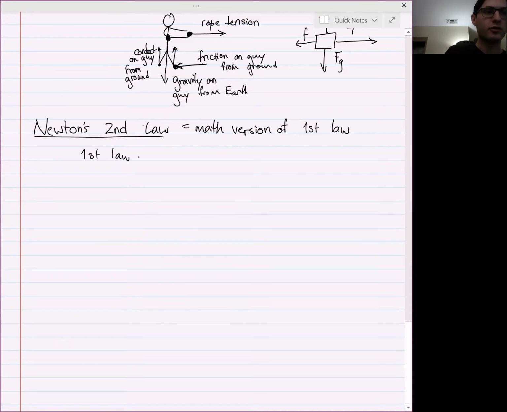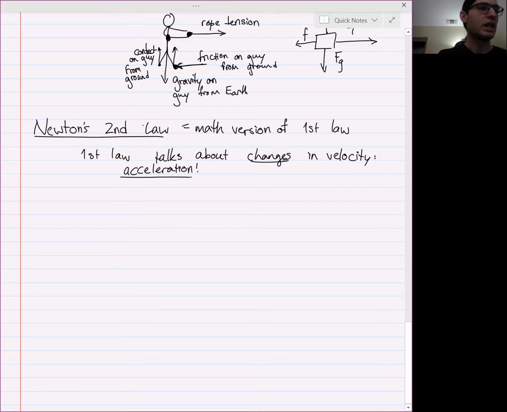First law talks about changes in velocity. That's what requires an external influence. And we know what a change in velocity is. That is acceleration. So what the first law really tells us is that things only accelerate if there's a force. So that's already getting somewhere.